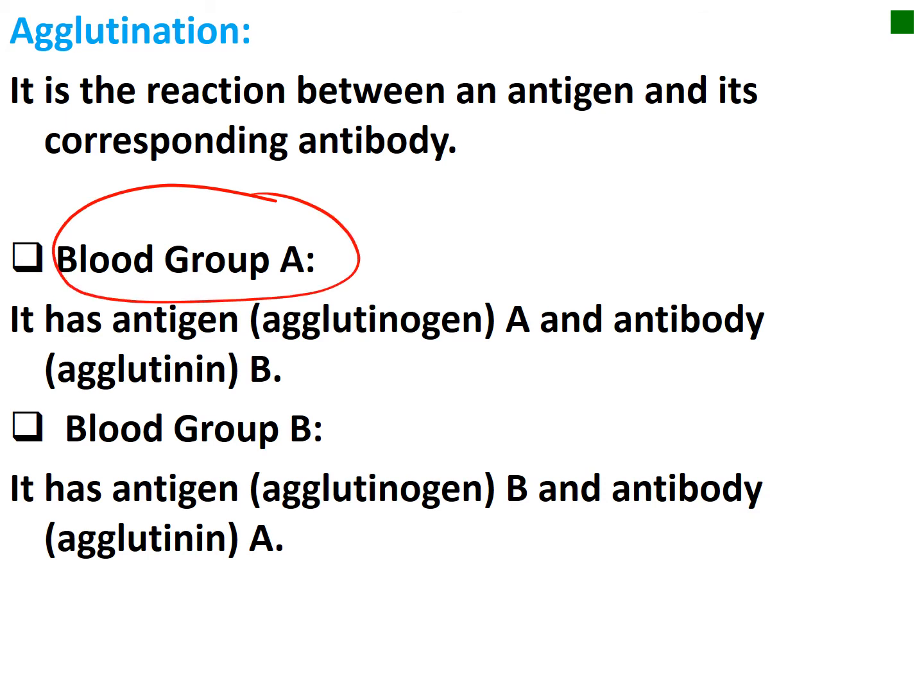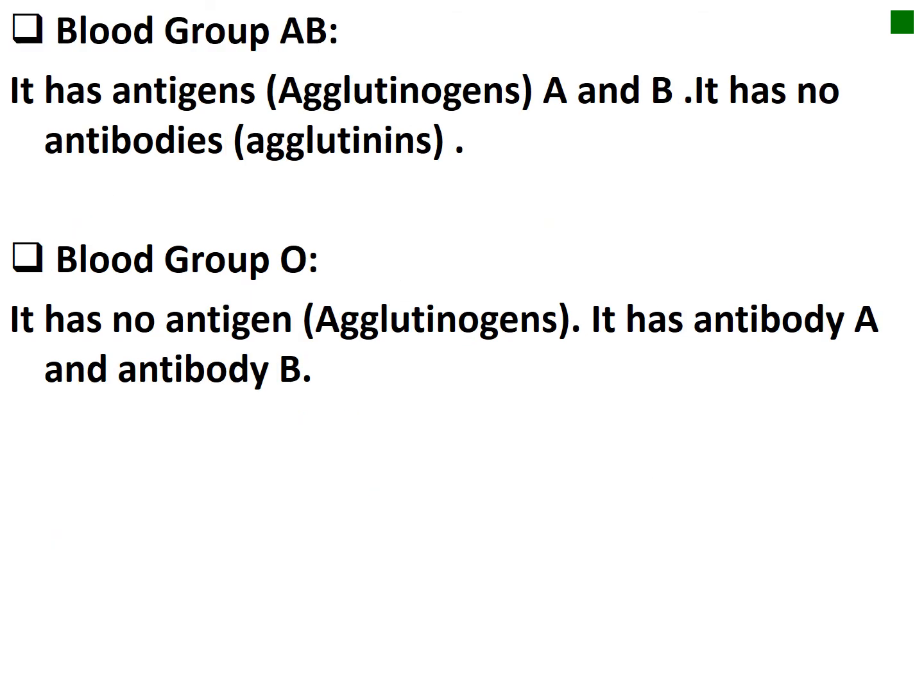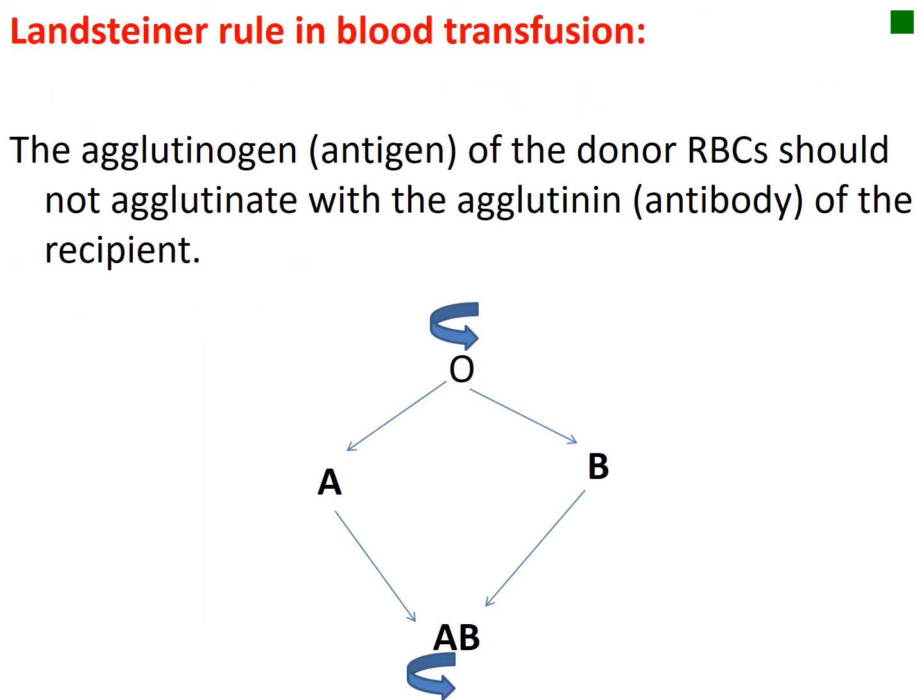So let's talk about blood group A. Blood group A has the antigen A. So the antigen is similar to the blood group. It's called agglutinogen also, another name for the antigen. And they have antibody or agglutinin B, the opposite of the blood group. While blood group B has antigen B and antibody A. Blood group AB has both antigens A and B and no antibodies. Blood group O has no antigens, while it has antibody A and antibody B.